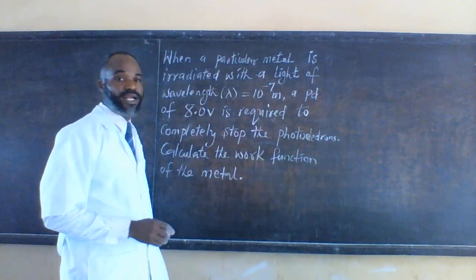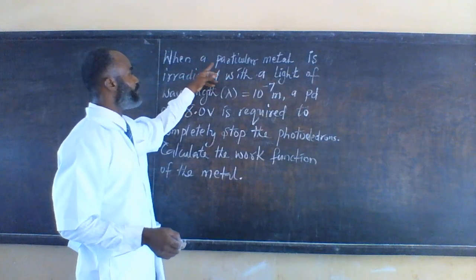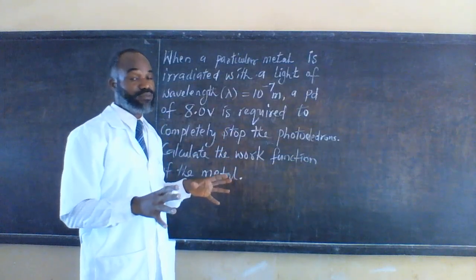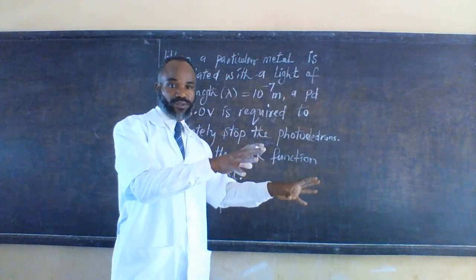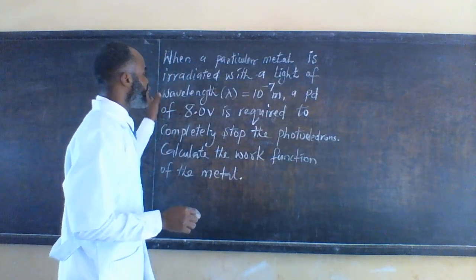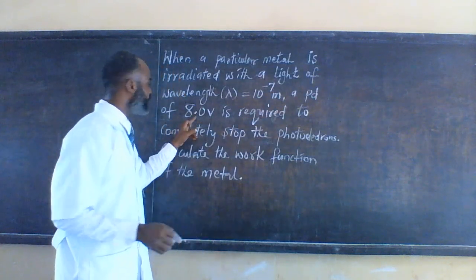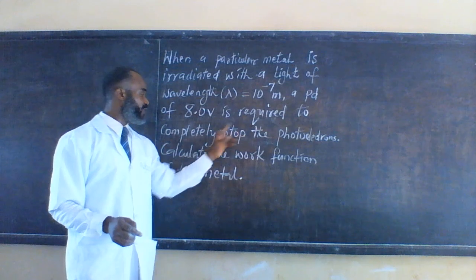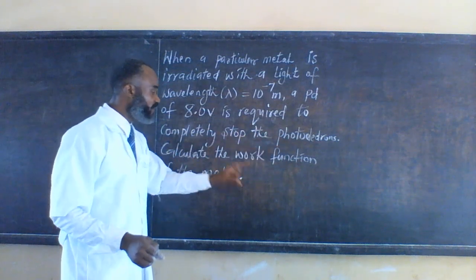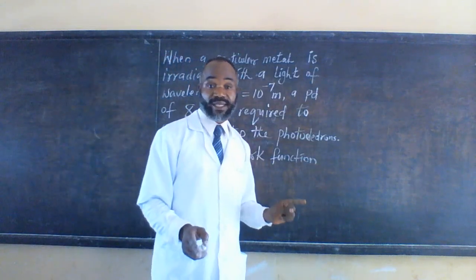All right, so we have a second question of standard nature as well. When a particular metal is irradiated, okay, irradiated simply means when light is shone on a particular metal. That's what it means, okay? Of a certain wavelength, 10 raised to the power minus 7 meters, a potential difference of 8 volts is required to completely stop the photoelectrons. Calculate the work function of the metal. Okay? Calculate the work function of the metal.